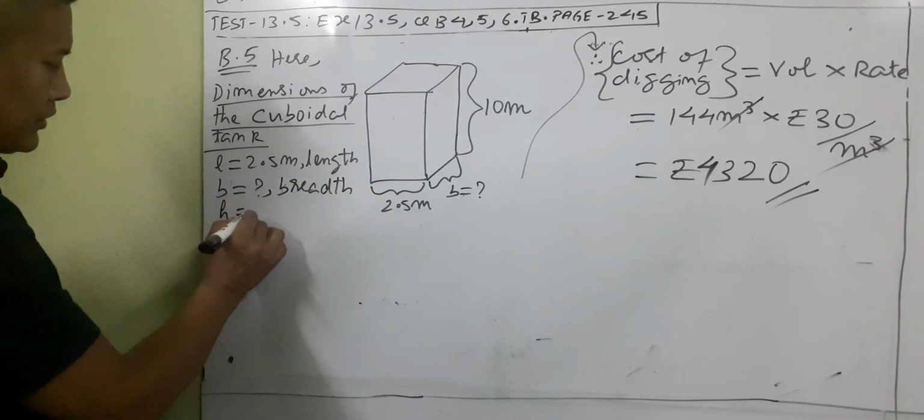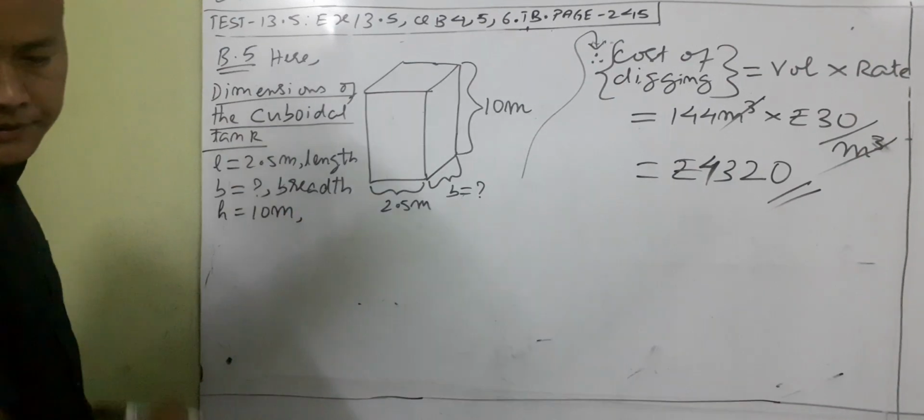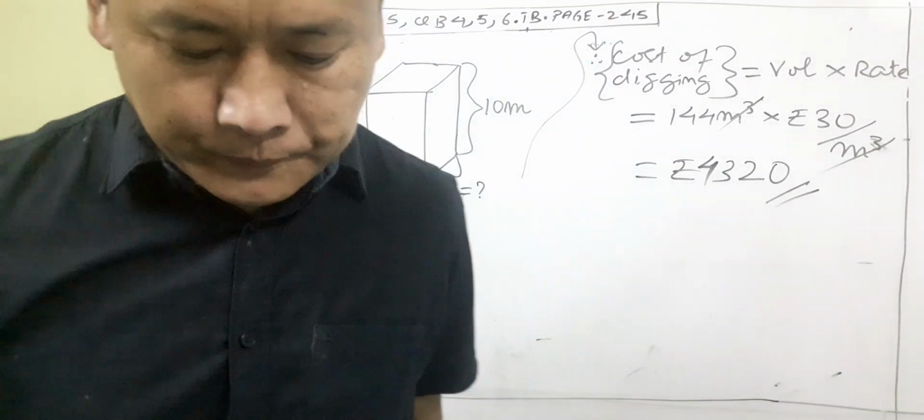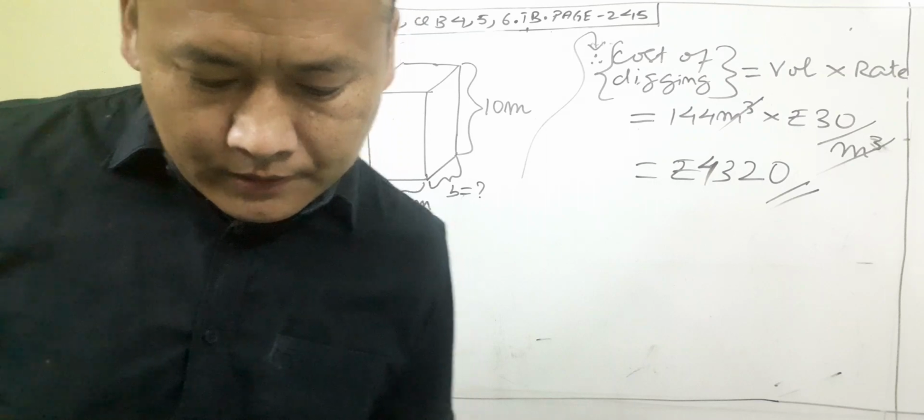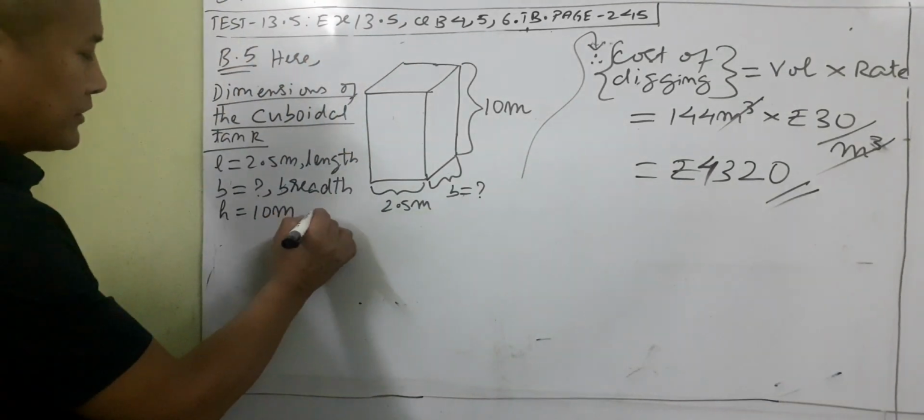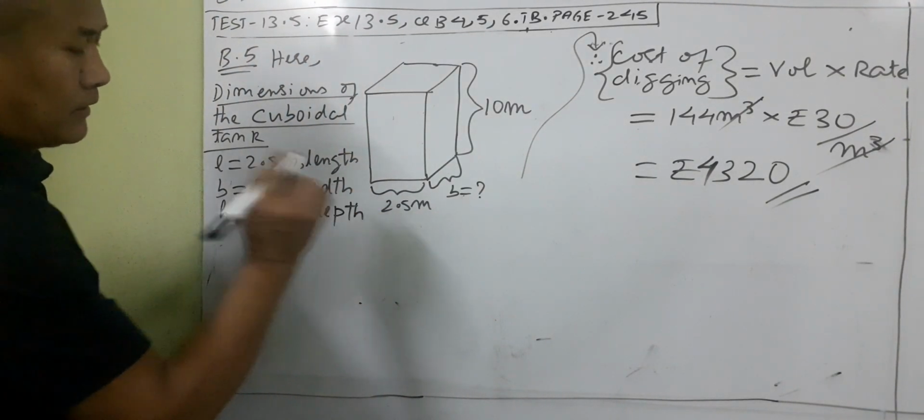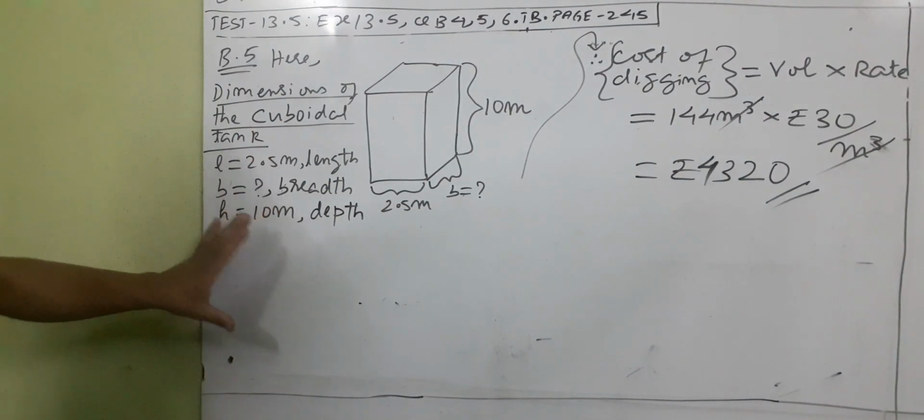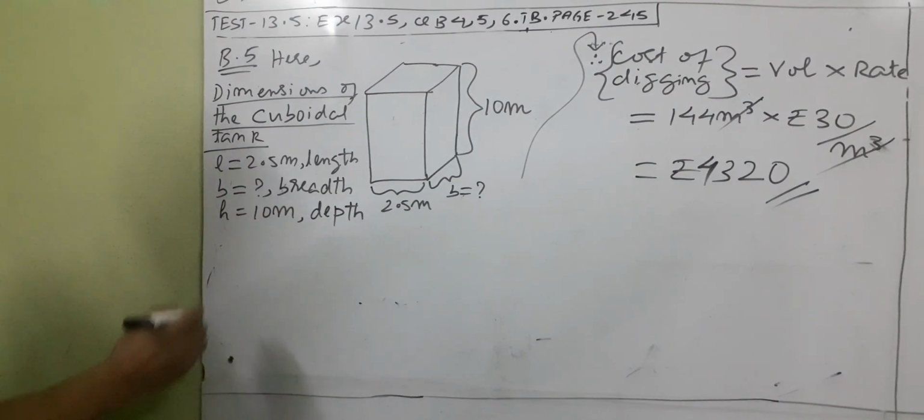And the H is 10 meter. This is mentioned as the depth, right? The depth of the tank. So you can just write here D-E-P-T-H. So having found the dimensions, one missing is B, which we have to find out.